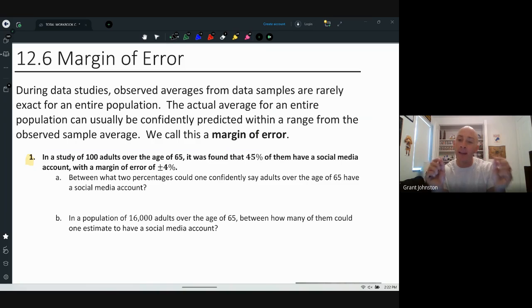It gives you an idea of, okay, this is the average of our sample, but the actual average might have a bigger sort of interval. So let me show you how we apply this.